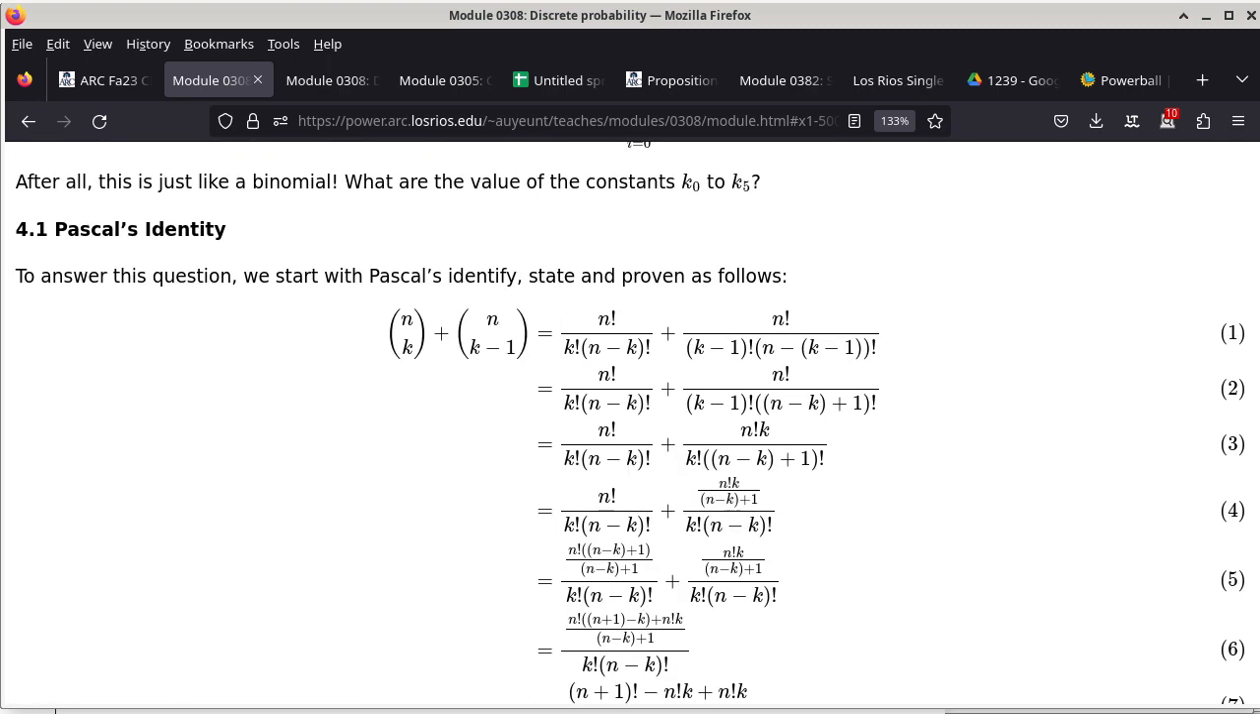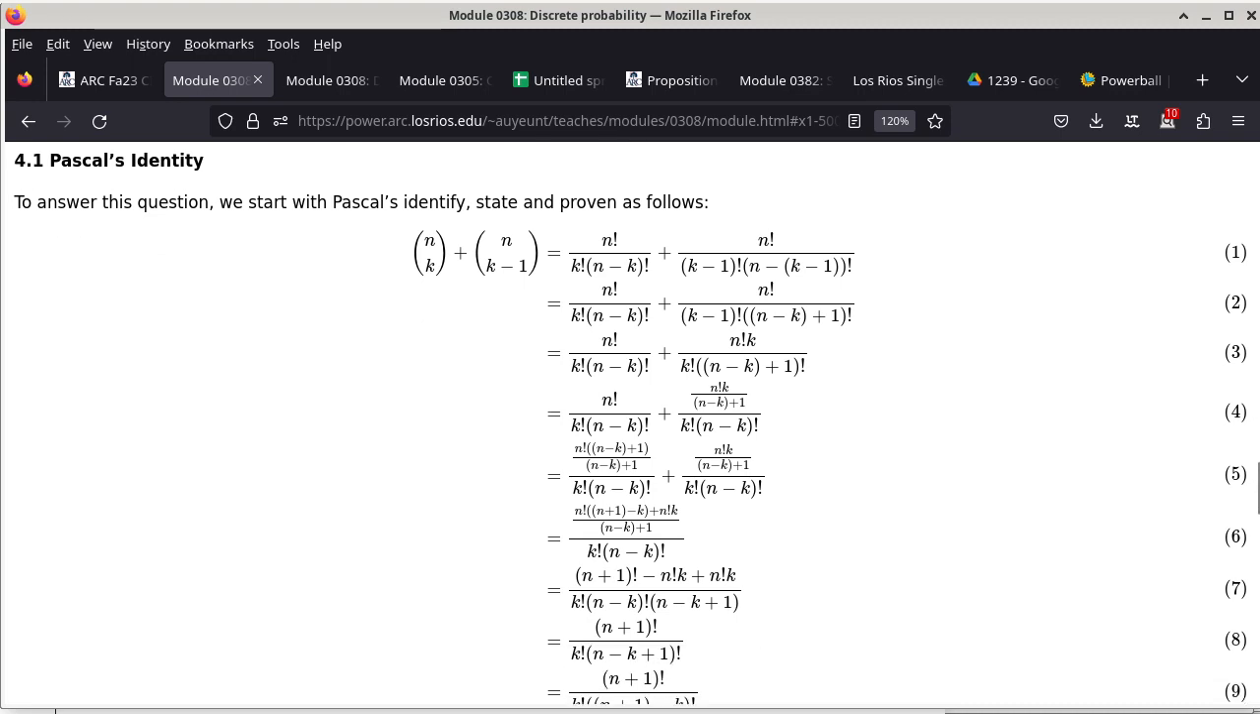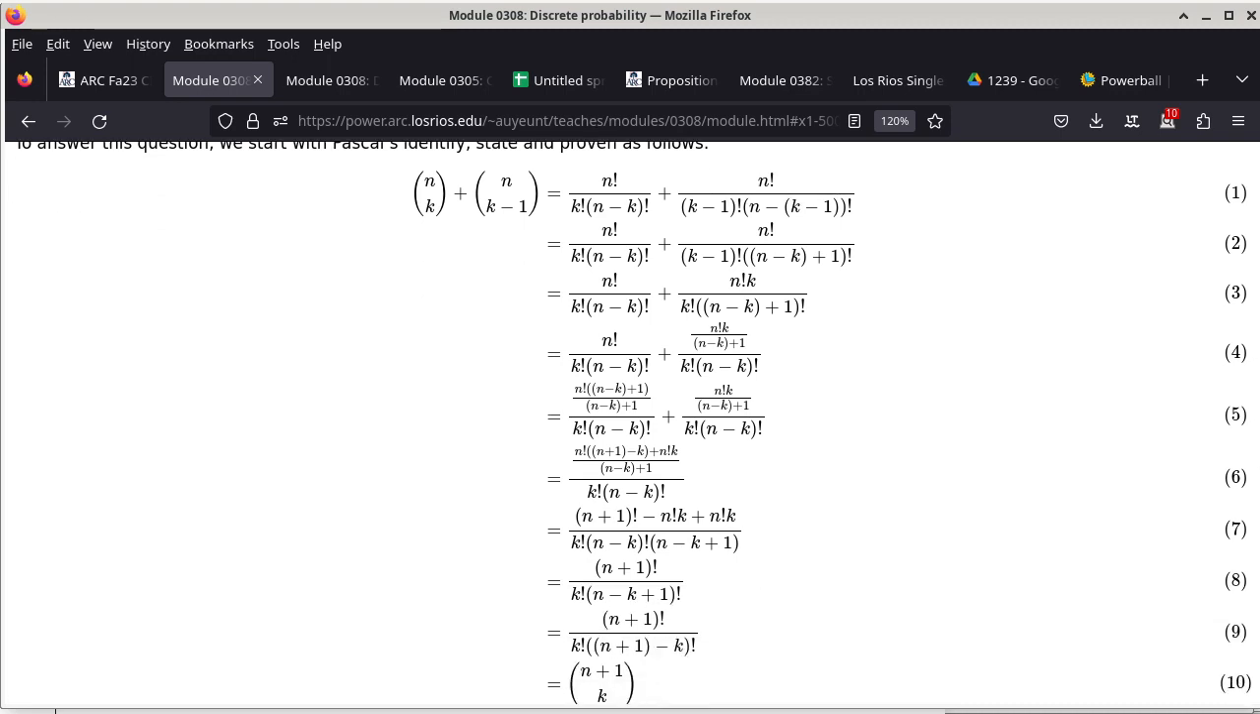So let me zoom out just one level so I can show the beginning and the end at the same time. There we go. So this is known as Pascal's identity, which basically says n choose k plus n choose k minus 1 is really the same thing as n plus 1 choose k.